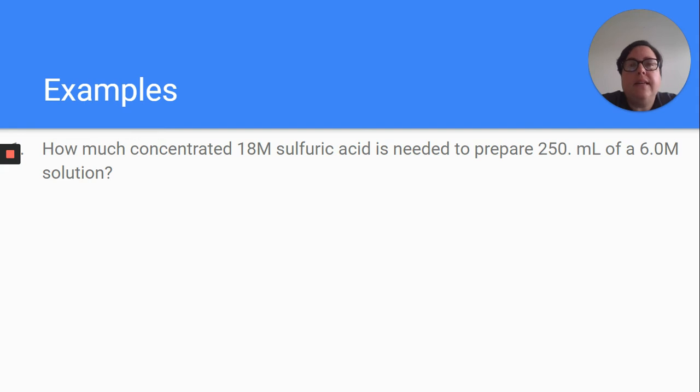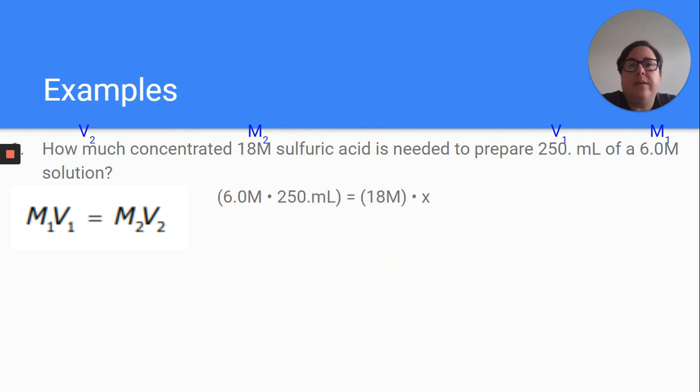I think these are easy if you can just find the word of. If you find the word of, that's going to make your connection with your M1 and V1. So I know that 6 molar is my M1 and 250 is my V1. That tells me that my other given, which is 18 molar, is my M2, and I must be looking for my V2. So I look on page 3 of my reference table, and lo and behold, we have M1V1 equals M2V2, and then you just have to plug in your numbers.